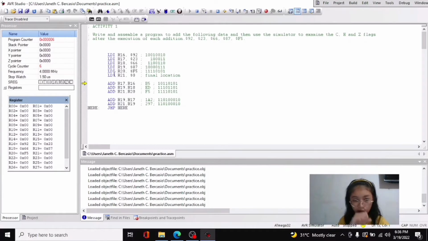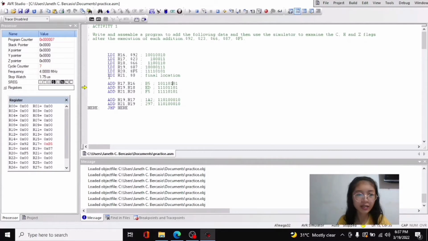So now, let us observe this line. Adding R17 and R16, which results in B5, or in binary, states a condition in our status register concerning the H and C flags. Our C remains 0, or it is not highlighted, because when we add the first two numbers, there is no carry on the 7th bit. We just bring down the 1. The C flag is not activated, since adding these first two numbers resulted in B5, and it is not equivalent to 0.